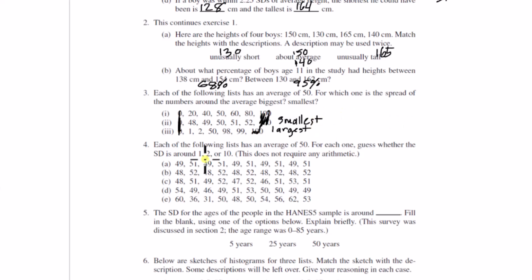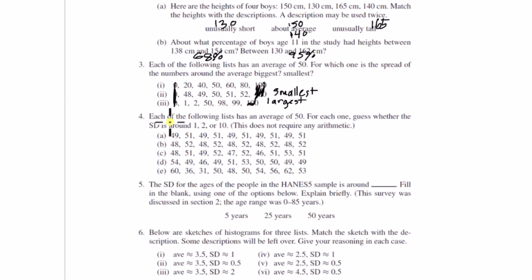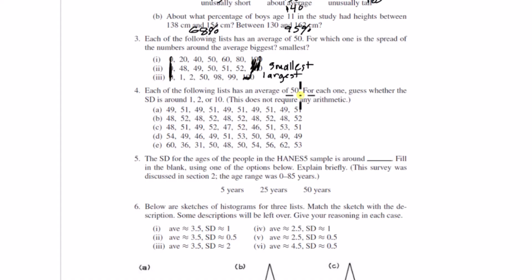Okay. Each of the following lists has an average of 50. For each one, guess whether the standard deviation is around 1, 2, or 10. Okay, so they don't put these in ascending order, which would be nice, but it's okay. We know the average is 50 for each of these. Standard deviation is a measure of the spread of the numbers around the average. So we know the average. So let's take a look and see how far each of these numbers is from 50.